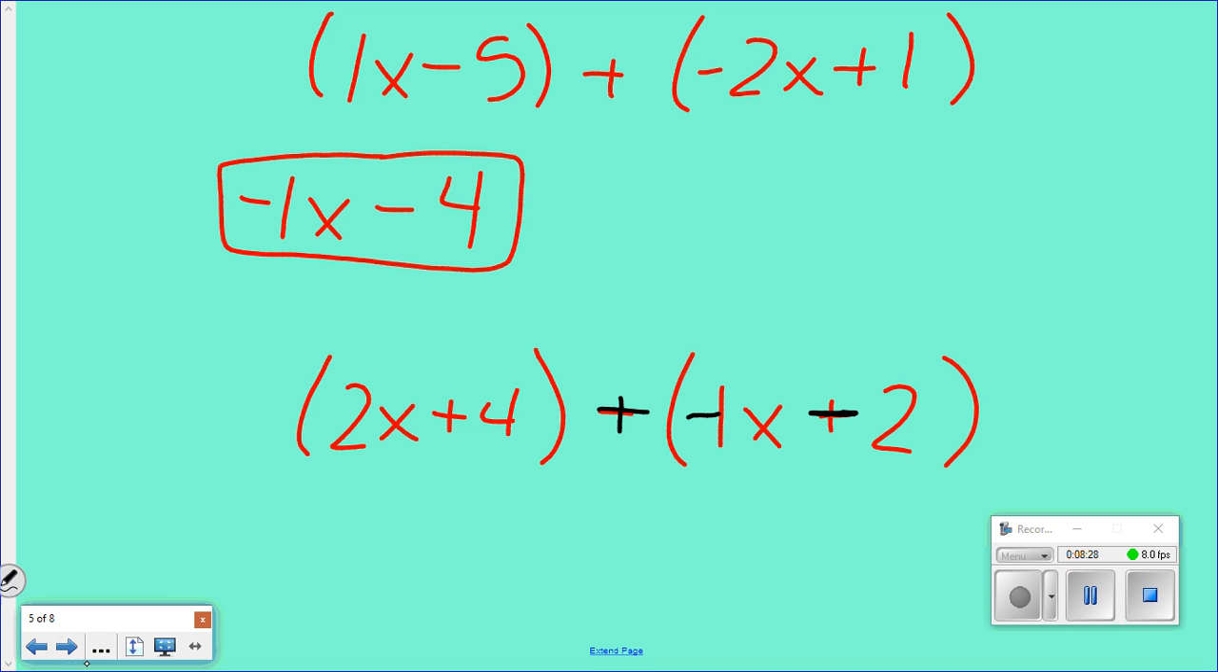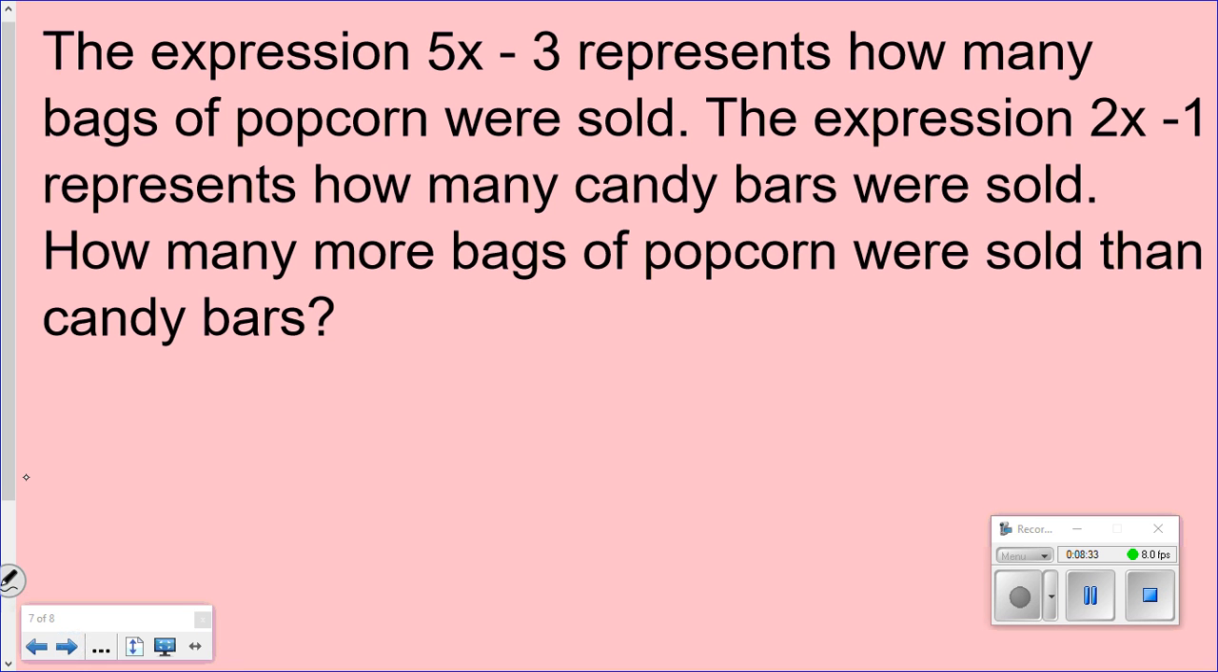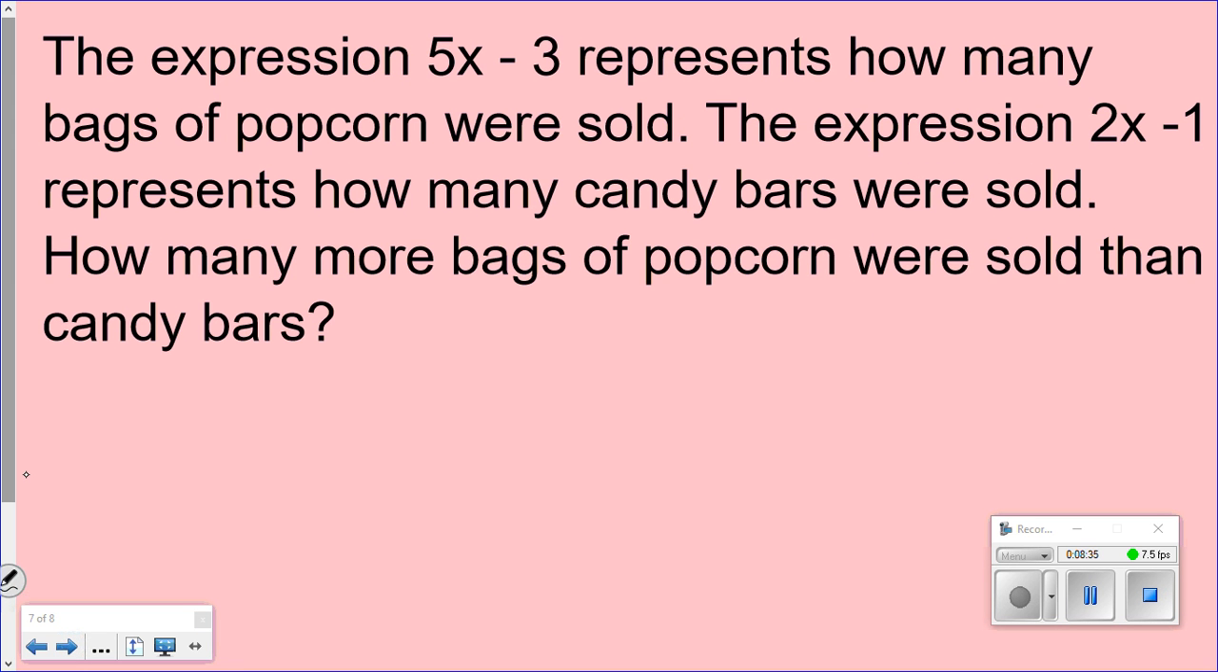Okay, so let's talk about a story problem, because this is what a story problem is going to look like today. The expression 5x minus 3 represents how many bags of popcorn were sold. The expression 2x minus 1 represents how many candy bars were sold. How many more bags of popcorn were sold than candy bars? So how would it look to set it up? What am I going to be subtracting?